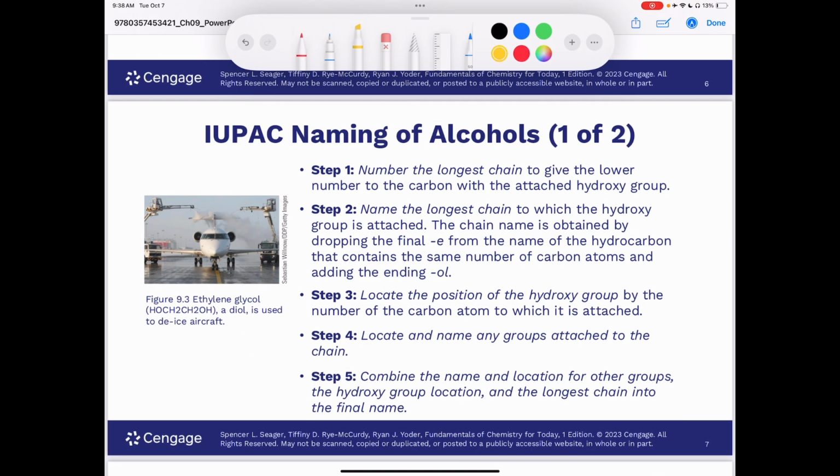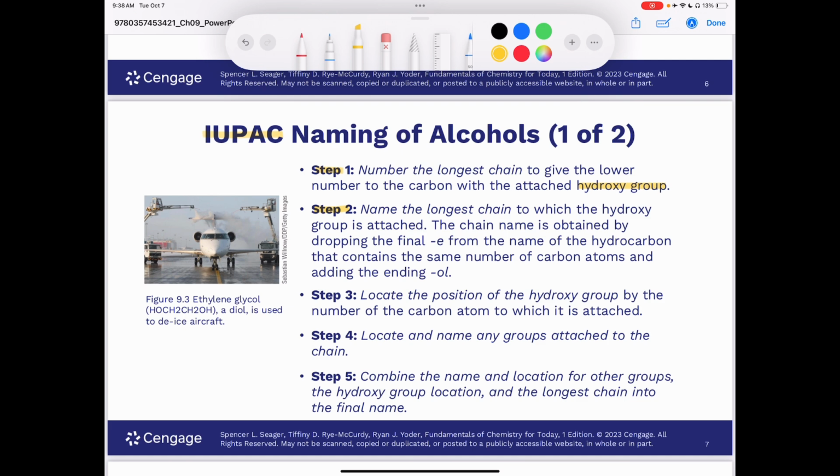All right, so what is that stepwise procedure developed by the International Union of Pure and Applied Chemistry for naming alcohol? Step one, we're going to find the longest carbon chain like we did with an alkane. But just like we did with an alkene or an alkyne, we find the longest carbon chain that contains the hydroxy group. So we have to have the hydroxy group attached to that longest chain. Next, we're going to name the longest chain to which the hydroxy group is attached. The chain name is obtained by dropping the final E from the name of the hydrocarbon, and then we replace it with the suffix "-ol."